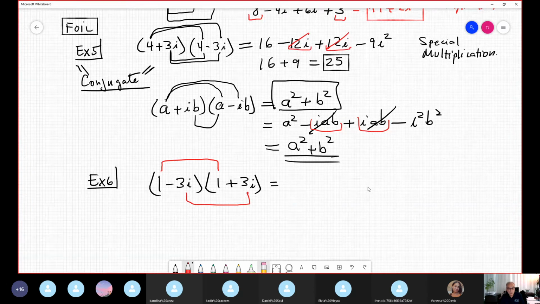So 1 times 1 is 1, and 3 times 3 is 9. And what sign in the middle, plus or minus? The professor explained it's plus. The answer is 10. Wow, too easy.